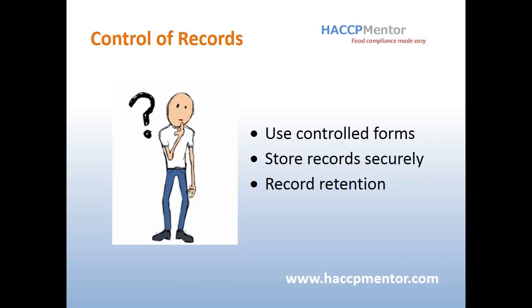Controlling HACCP records. The best way to control food safety and HACCP records is to firstly have document control applied to the form that gets completed. Remember, a record really is just a form that is being filled out.